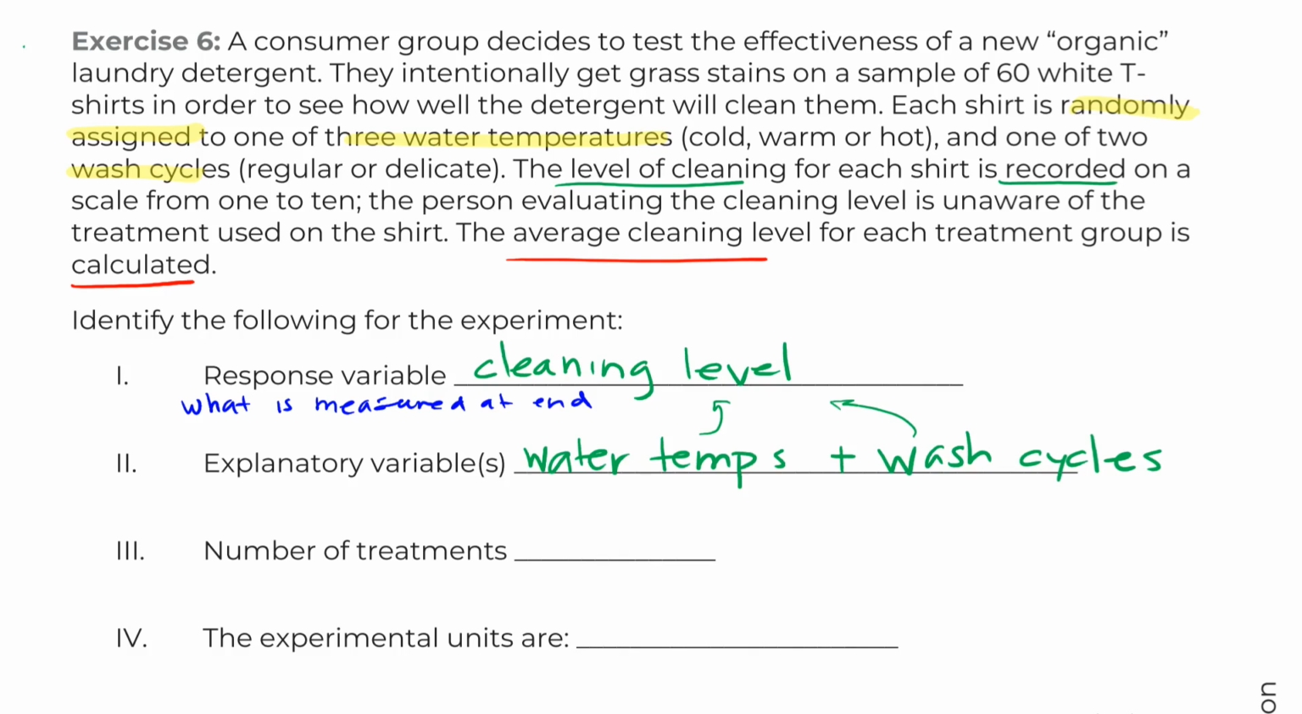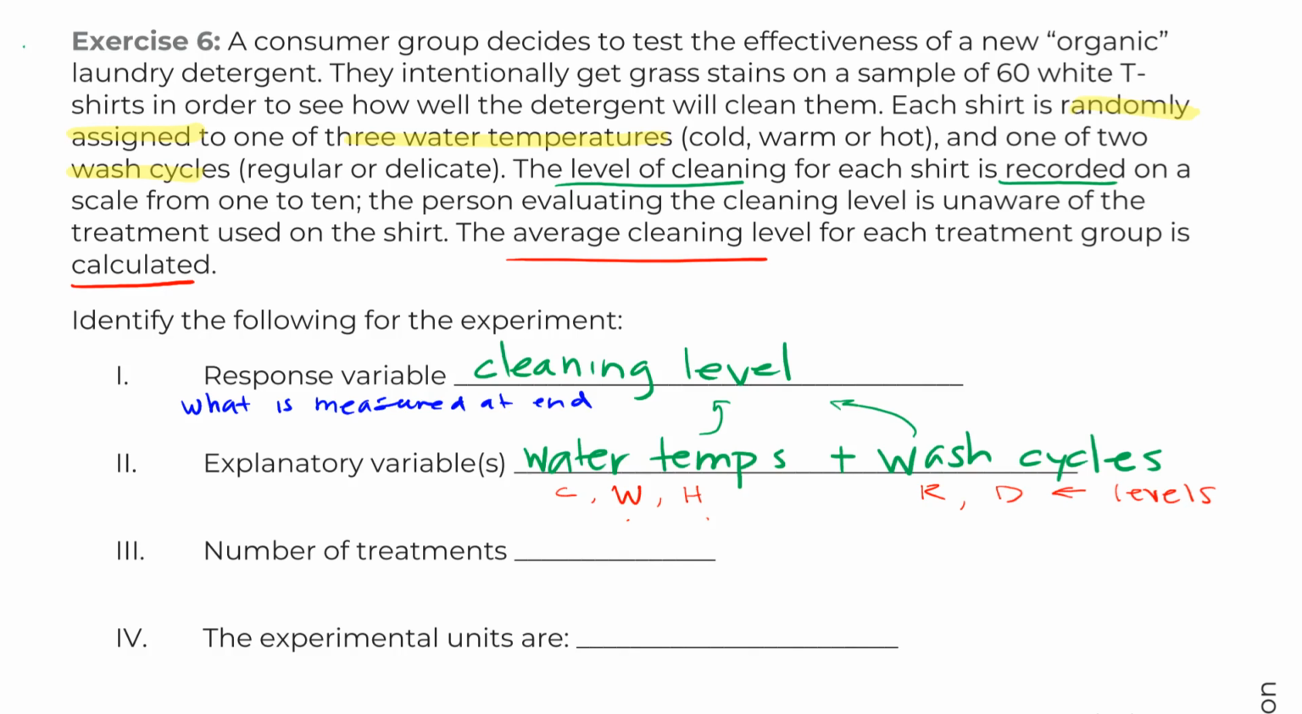All right, another thing I saw was students wanting to write down the levels of these factors. The water temps were cold, warm, and hot, and our wash cycles were regular and delicate. These are the levels of those factors. They are not the factors of the explanatory variables themselves, so you don't want to write them. The explanatory variables are the things where, oh, these are the 3 different varying things that we could have recorded.